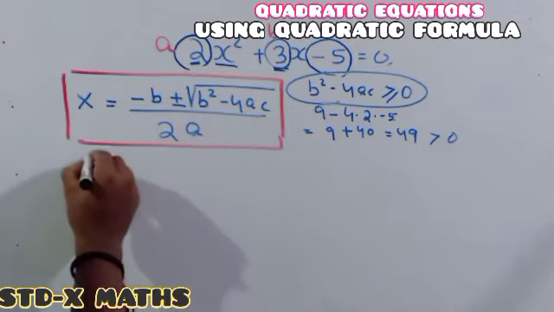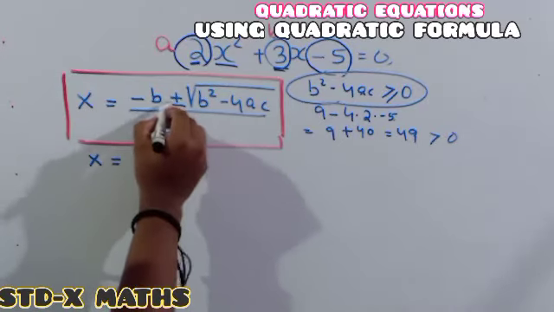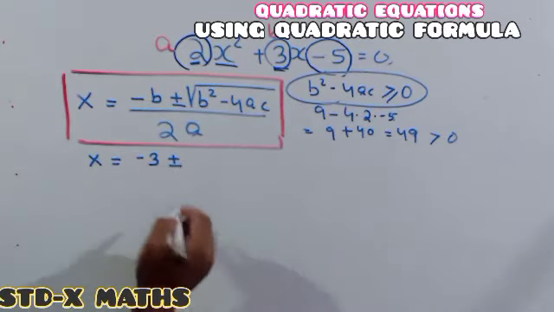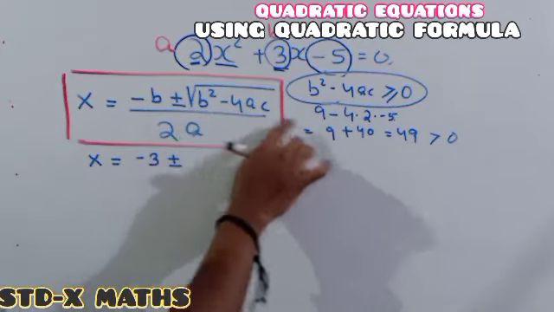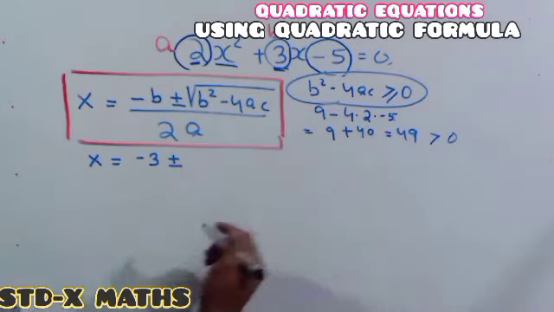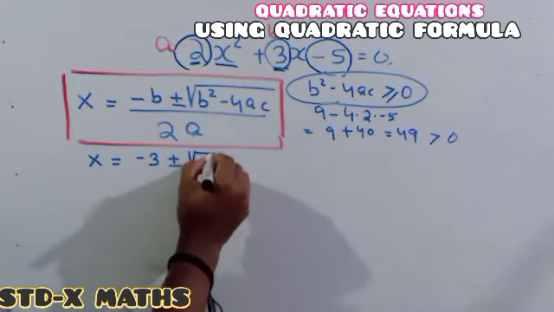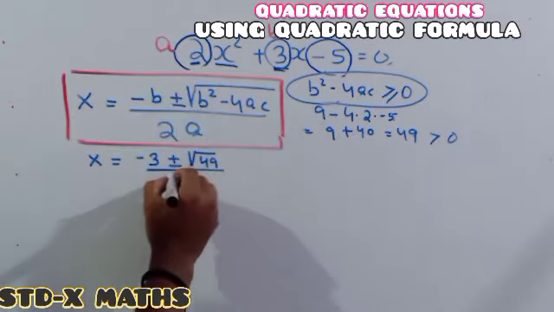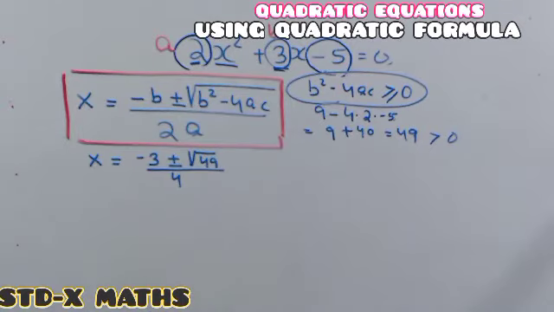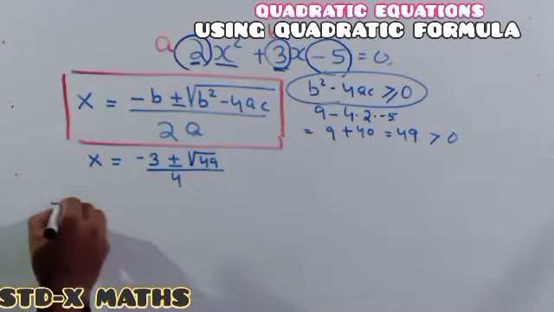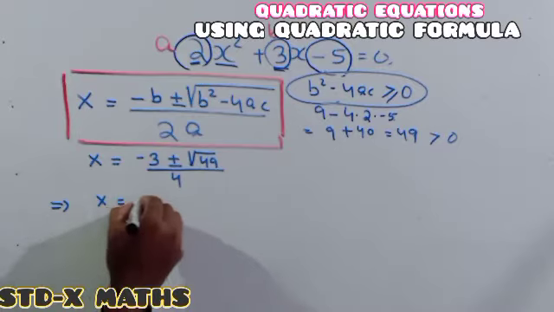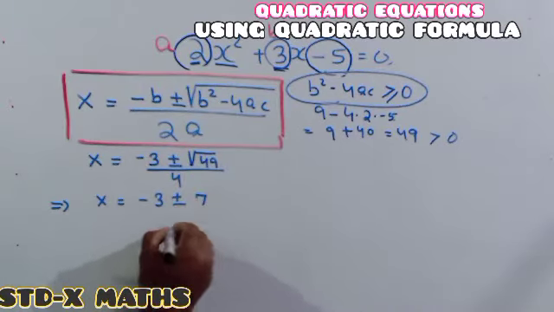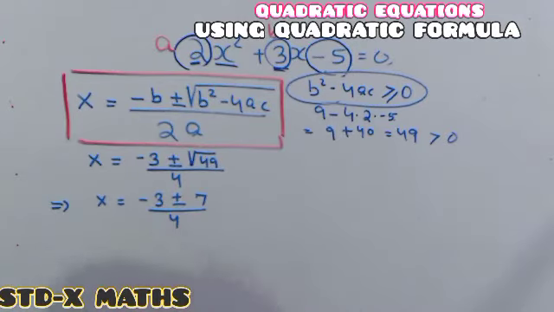See everyone, x is equal to minus b, and b is equal to 3, so minus b means minus 3. Here it is plus or minus the square root of b square minus 4ac, which we already got as 49. So directly write the square root of 49, divided by 2a, which means 2 into 2, which is 4. Then you have to solve: x is equal to minus 3 plus or minus the square root of 49, which is 7, divided by 4.